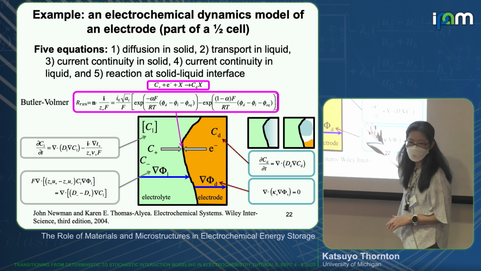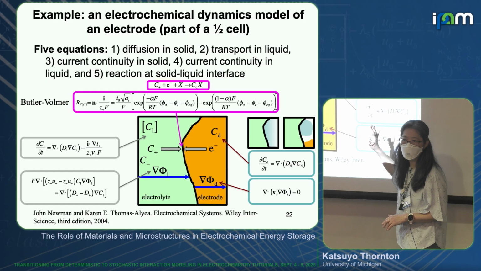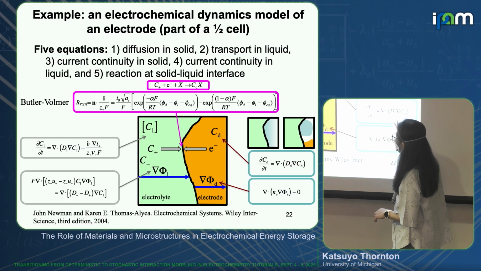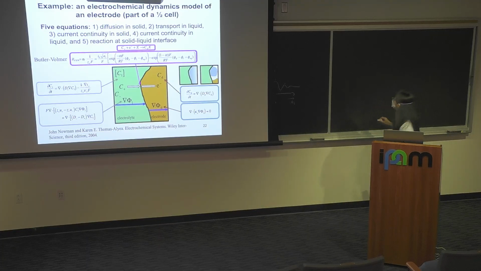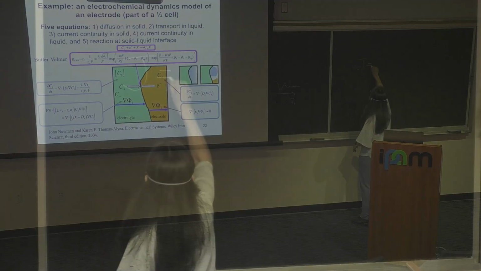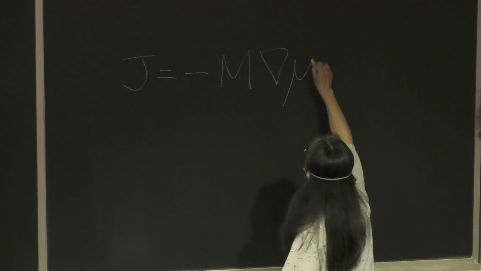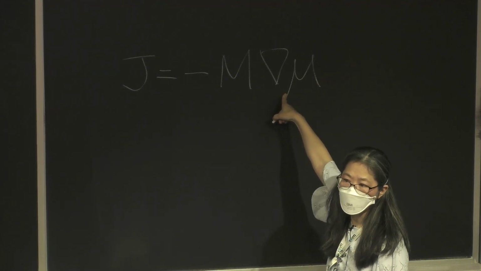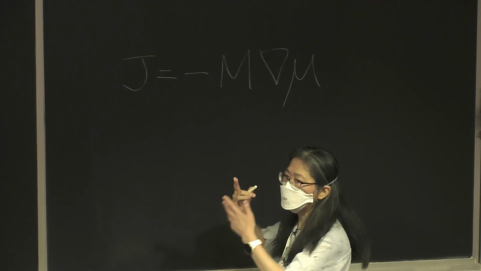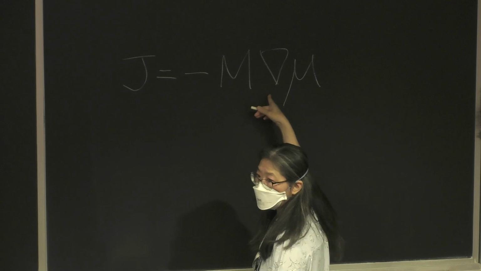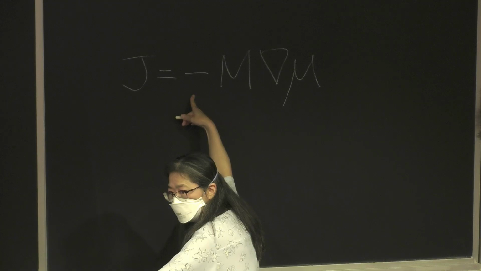Hopefully, most people are familiar with what the diffusion equation looks like and where it comes from. I do want to tell you that the generalized version of that is you write flux as a function of the gradient of chemical potential. M tells you how easily the species respond to the driving force. Negative comes from the fact that it goes down the hill, right?